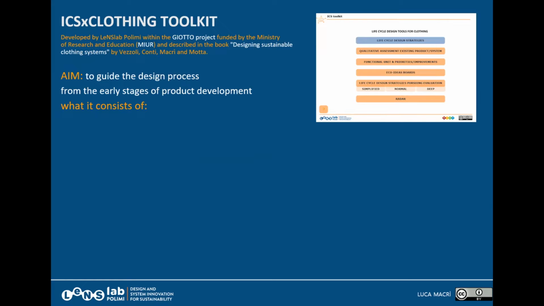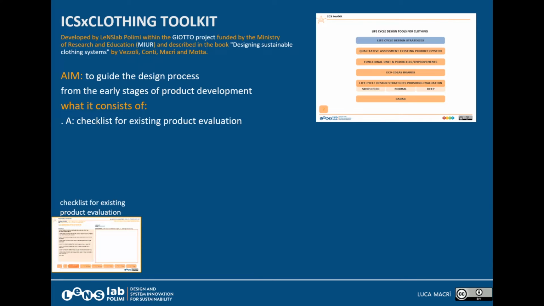Okay, in general, first, as Carlo already said, the aim of the toolkit is to guide the designer toward the design process, having in mind, let's say, reducing the environmental impact. Nothing more than what you already said, so with the SDO toolkit. It's together with a typical design process. So everything that you already know, you just put inside some of the tools to reduce the environmental impact. What it consists of, first part is a checklist for the existing product evaluation.